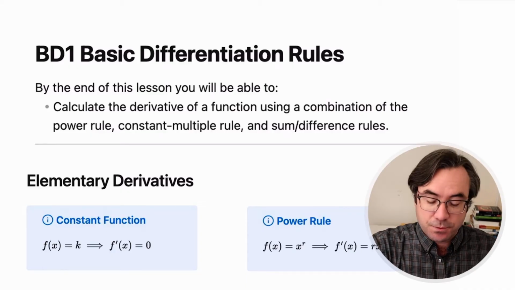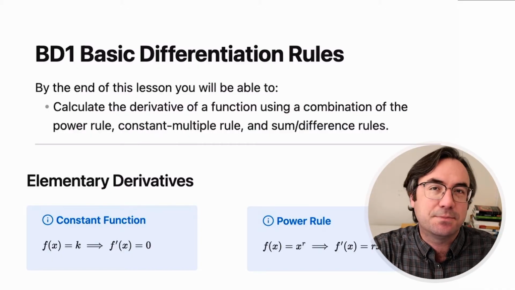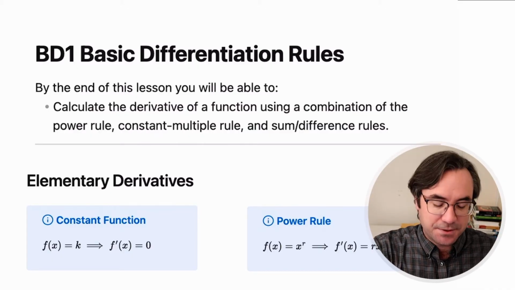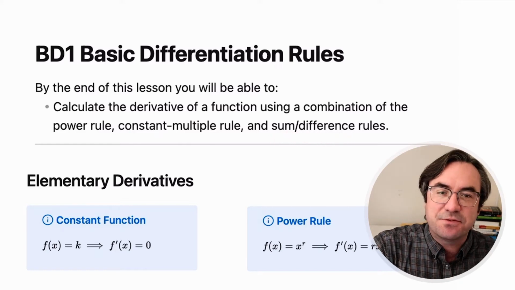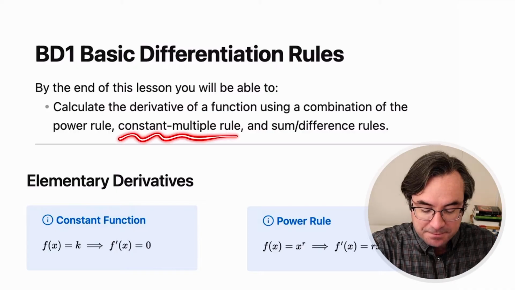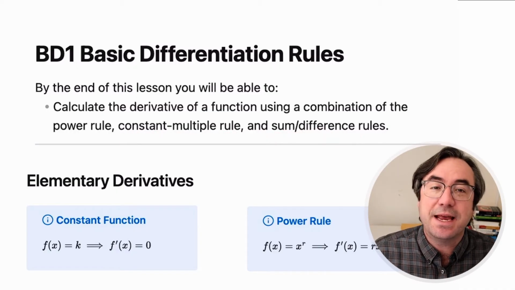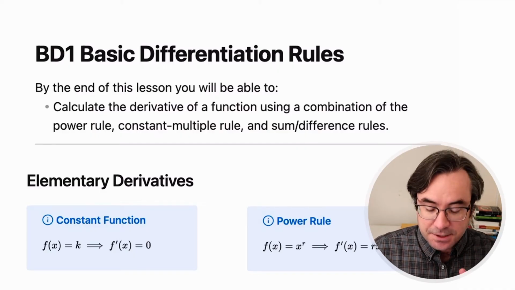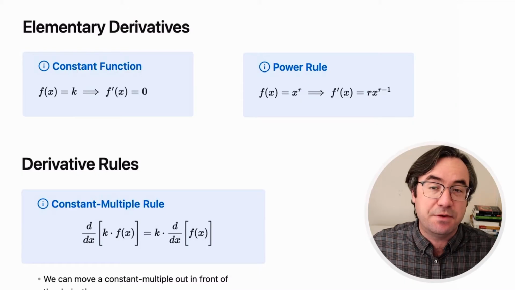Now what we're going to do is see what happens if we take a constant and try to multiply it with a power of x. Or what if we try and add and subtract different variable terms? So we're going to see the constant multiple rule, and we're going to look at the sum and difference rules. So to begin, let's just start with those elementary ones we've looked at before.